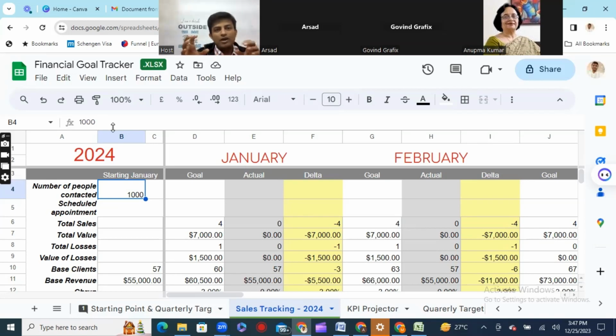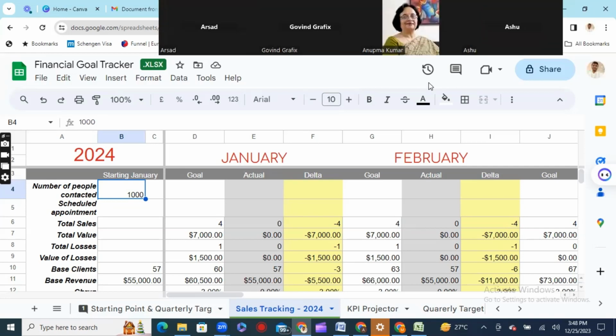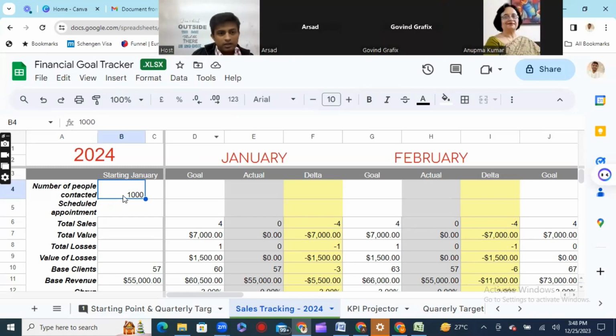Then you have to create the content around it. Aim, create, and execute. Create the content and landing pages around it, and place them at every place where your target clients are present. And then once you are done with this, you can do this. Okay. Number of people contacted, number of appointments, that is very important.